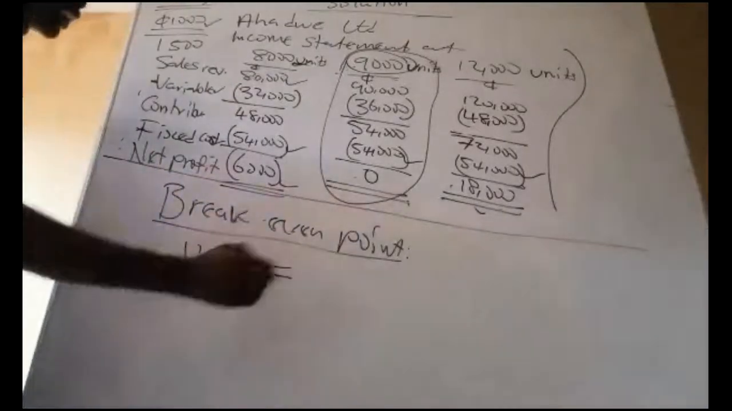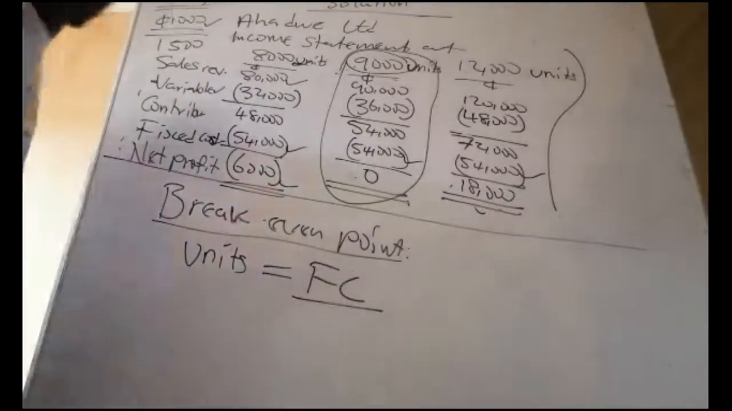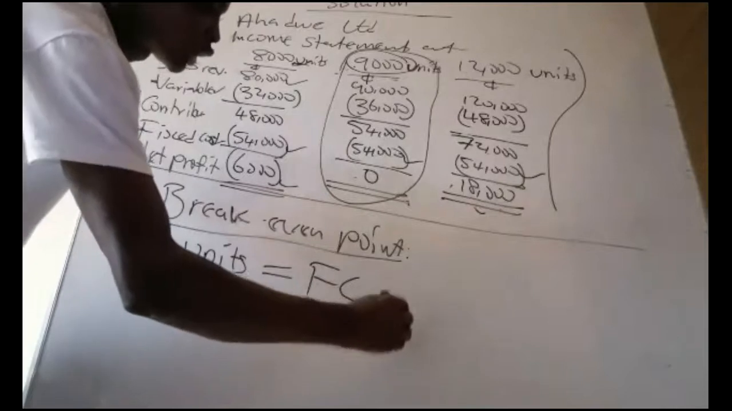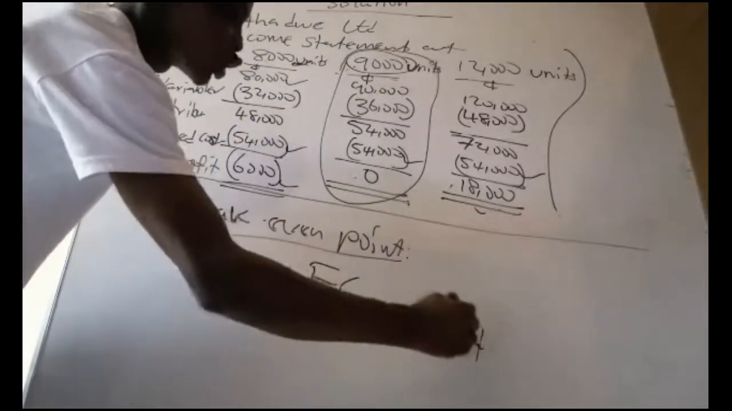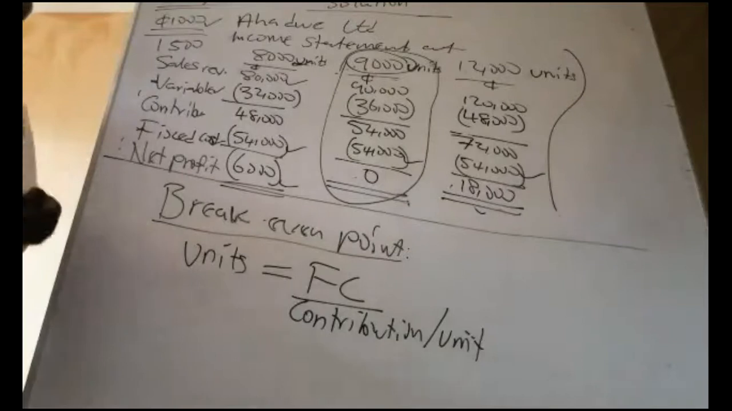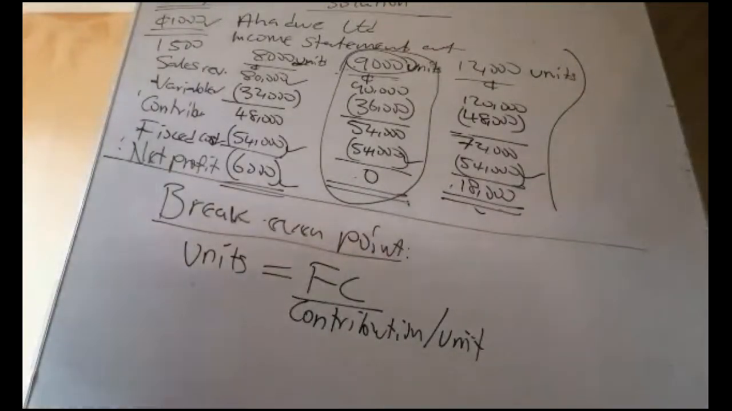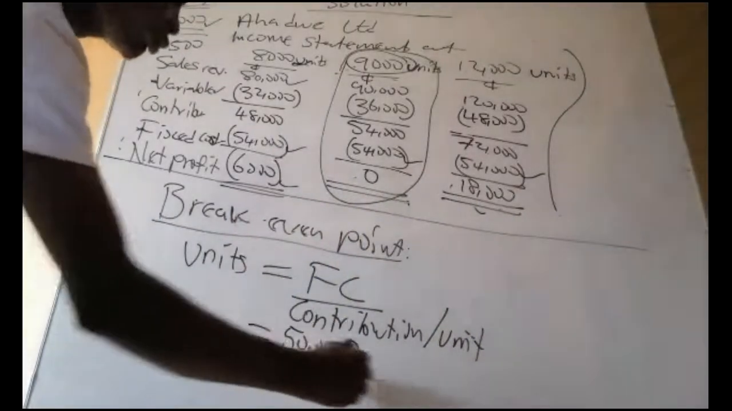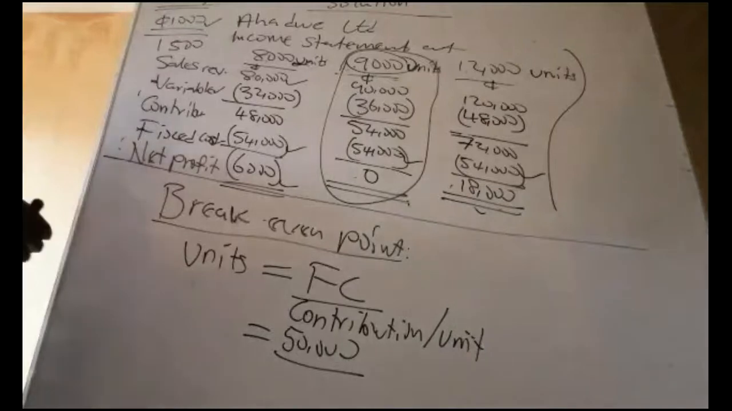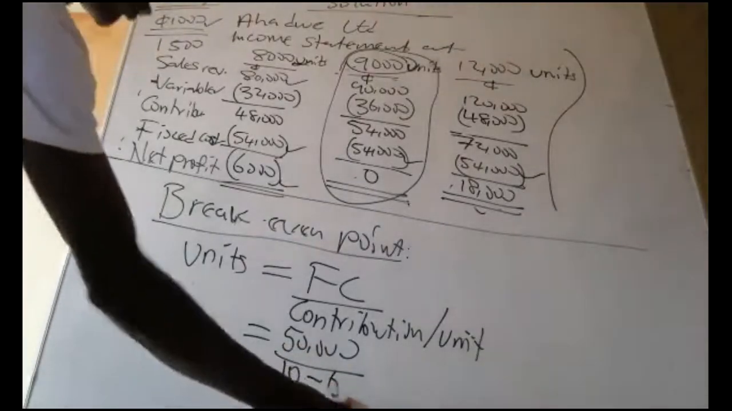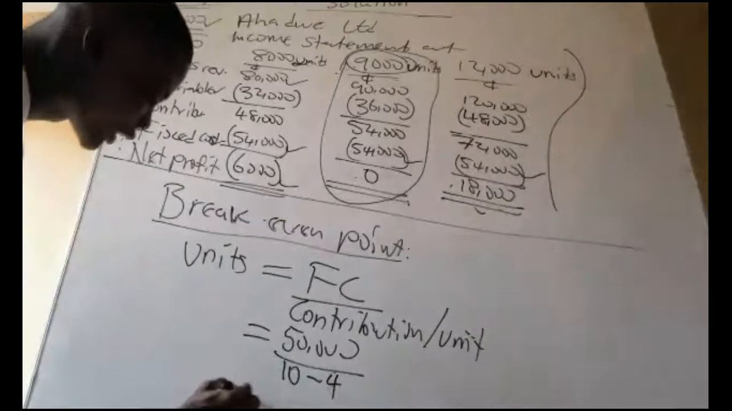That one is equal to the fixed cost. Just relax. Bring the fixed cost and divide it by contribution per unit. Where contribution per unit is equal to the selling price less the variable cost. All of them too must be on a per unit basis. The contribution must be. So that is it. So to calculate this from the question, the fixed cost is what? 50,000. What is the contribution per unit? The contribution per unit is the selling price, this was the 10 Ghana cedis, less variable cost of 4 Ghana cedis. Good. So this will give us what?